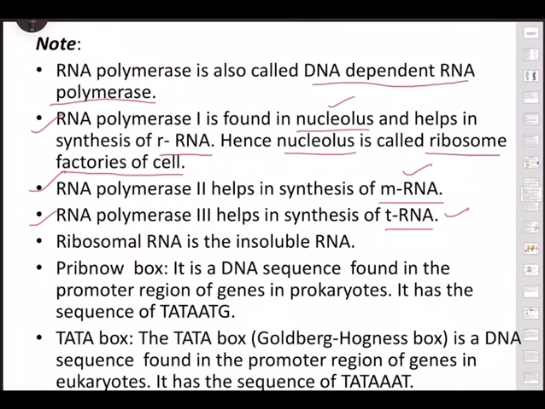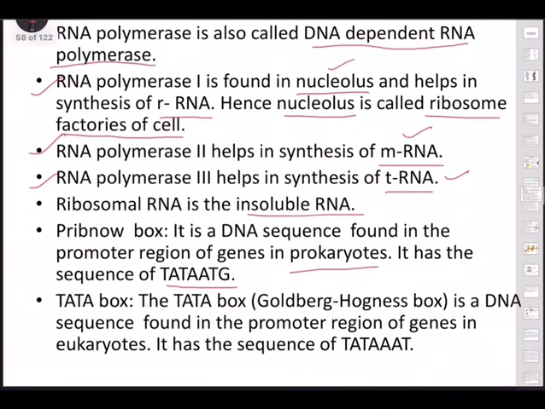So ribosomal RNA is the insoluble RNA. And there is something called the Pribnow box. Pribnow box, again, is asked in many competitive exams. It's a DNA sequence found in the promoter region of genes in prokaryotes. It has the sequence TATAAT. T means thymine, A means adenine, and so on. And what is the TATA box?